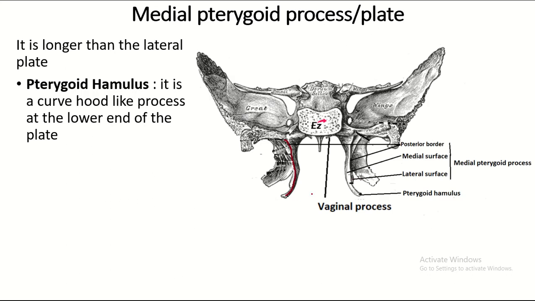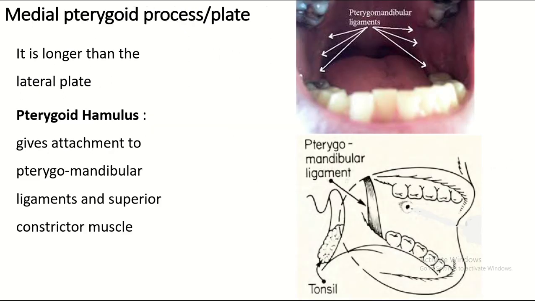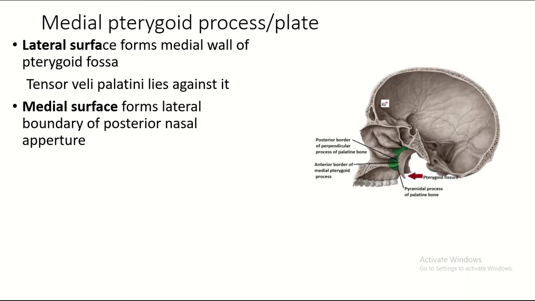The pterygoid hamulus is the hook-like process at the lower end of the medial pterygoid process, and is attached to the pterygomandibular ligament and superior constrictor muscle. The lateral surface forms the medial wall of the pterygoid fossa and tensor veli palatini lies against it. The medial surface of the medial pterygoid process forms the lateral boundary of the posterior nasal aperture.